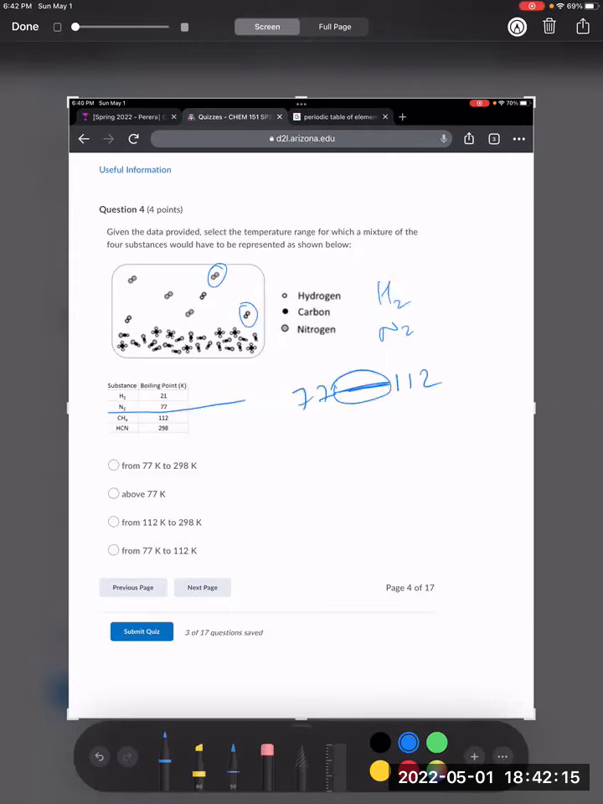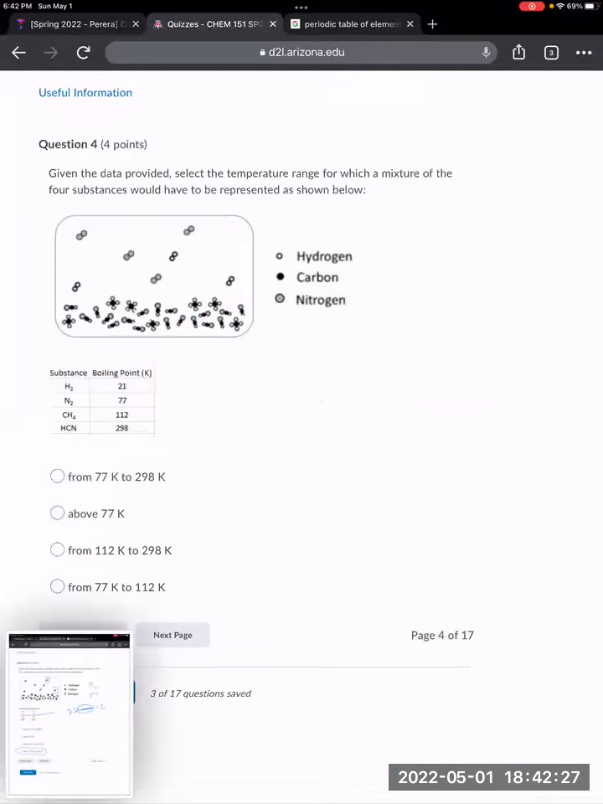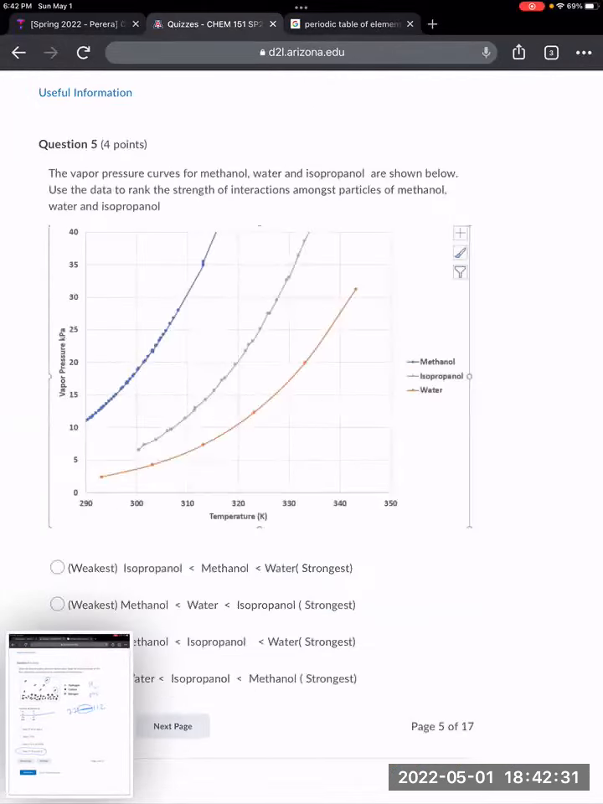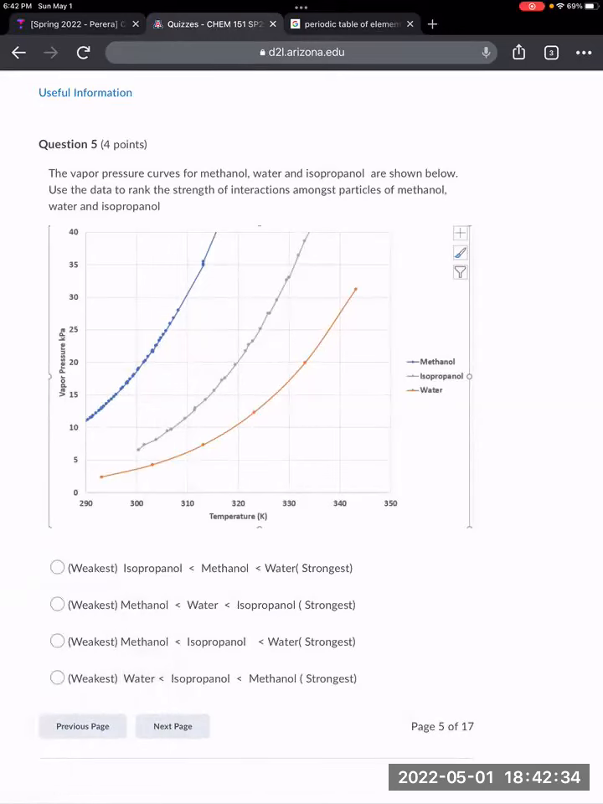Anyway, so that answer is actually here. Yeah, this is our correct answer. Option D. Let's select option D. Moving on.